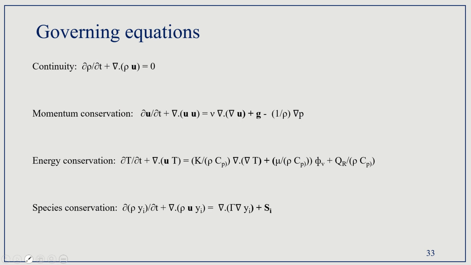And finally, in the species conservation equation, we have ∂(ρYi)/∂t, where Yi is the mass fraction of that particular component i, that is CO, CO2 or something, plus ∇·(ρuYi) is equal to ∇·(Γ∇Yi) plus Si. Here again in the source term, that is the Si term, we would be having the rate of reaction terms.